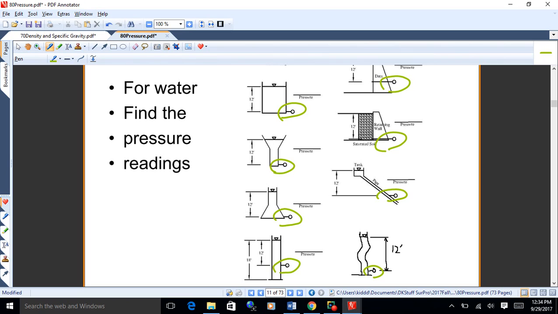Now that's a little bit odd, but it's true. They're all the same. It doesn't make any difference as long as you've got connected water at a given depth. It's just 12 times 0.433. That's it.